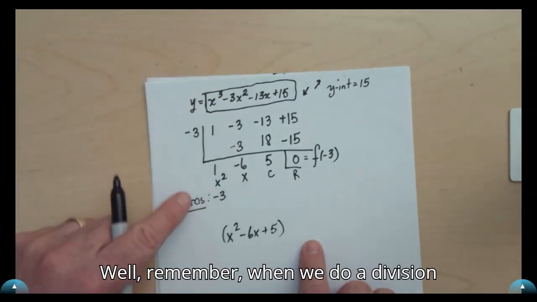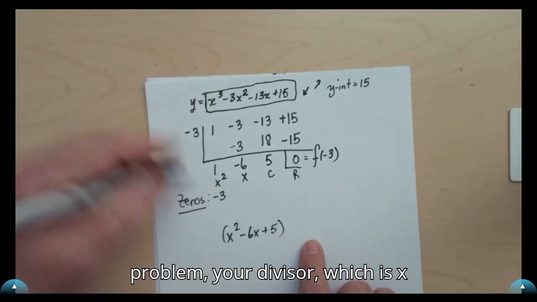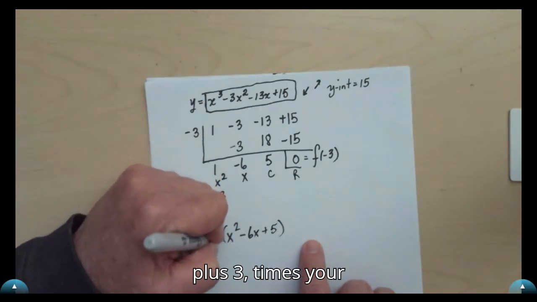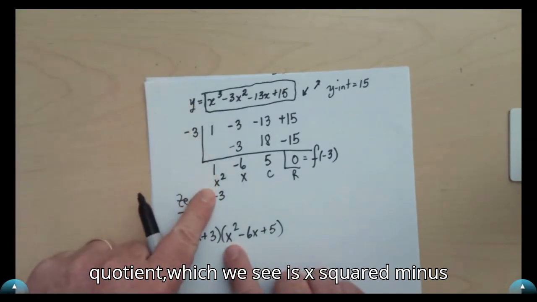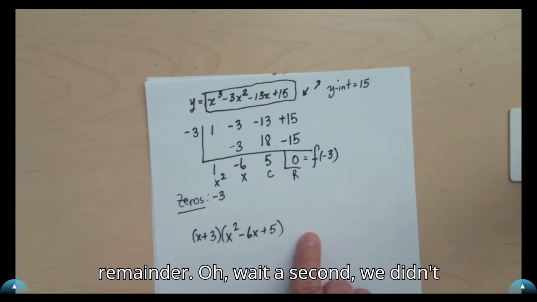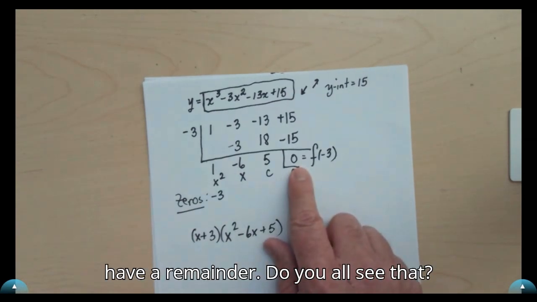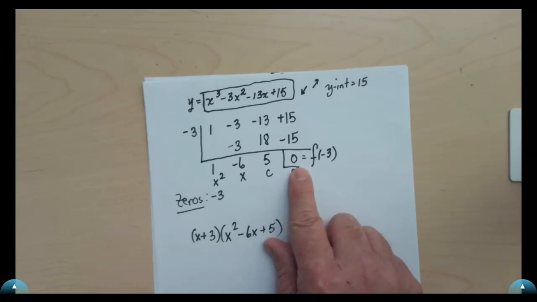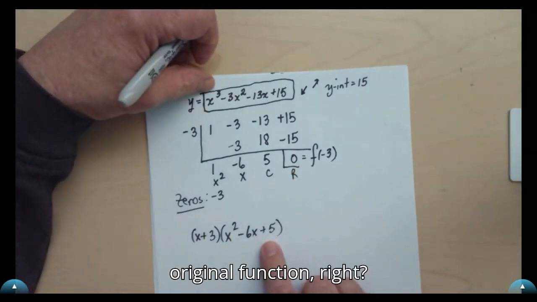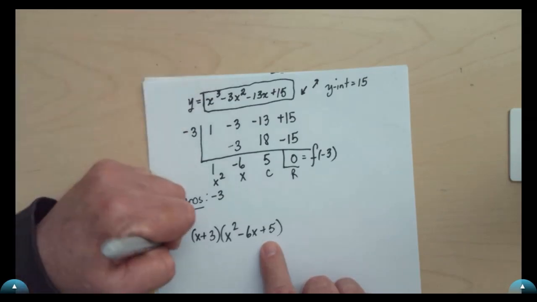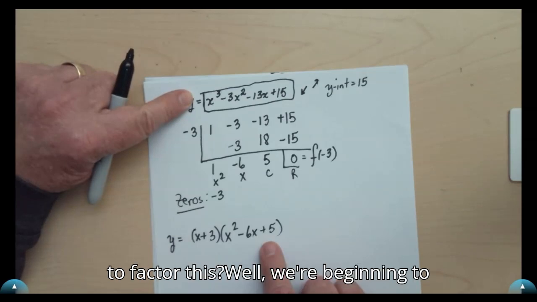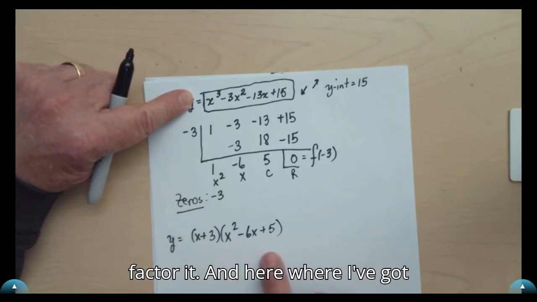Well, remember, when we do a division problem, your divisor, which is x plus 3, times your quotient, which we see is x squared minus 6x plus 5, plus your remainder. Oh, wait a second, we didn't have a remainder. Do y'all see that? It has to be equal to the original function, right? So you know how I said I don't know how to factor this? Well, we're beginning to factor it.